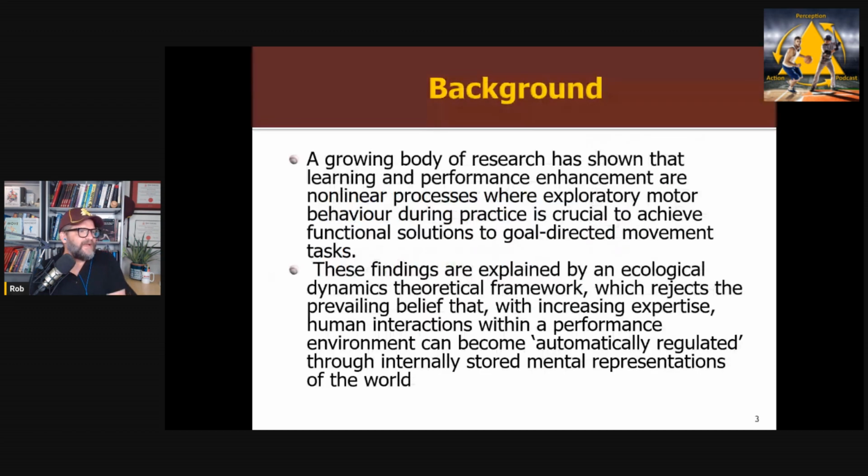So, by way of background, they point out that a growing body of research is showing that learning a skill is a nonlinear process, which involves searching for solutions, right? Being able to solve problems fits perfectly with the ecological dynamics framework, which moves away from the idea that we want to reach this idea of automaticity through mental representation to more active problem solving.